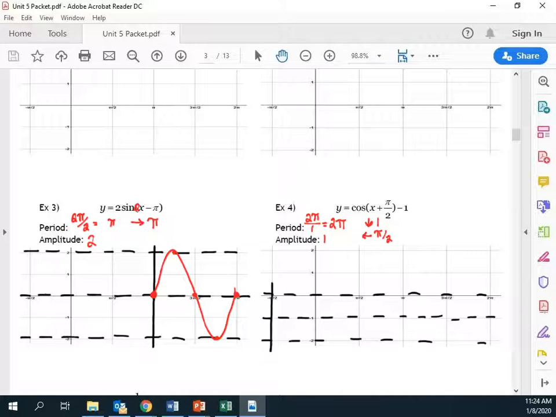Now we get to start plotting some dots. Guys, in order to graph a trig function, you need to plot 5 dots. Start, stop, middle, and then the middle quarters.